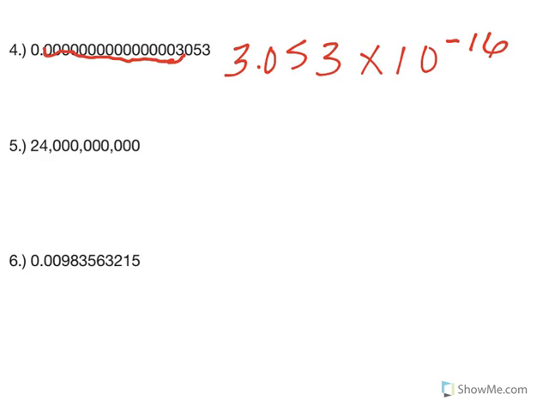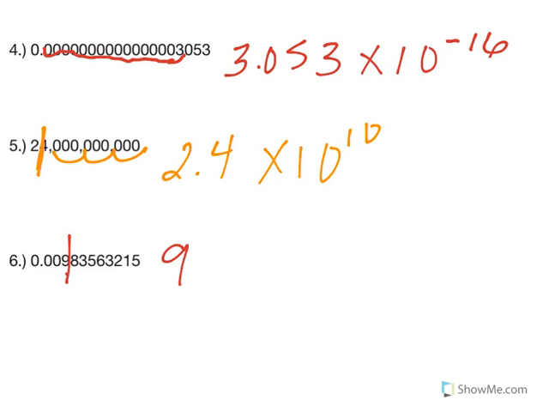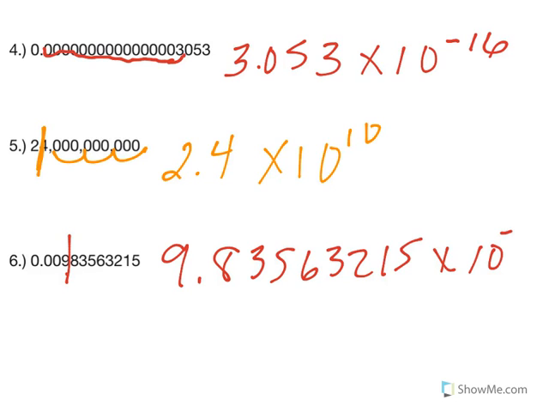Now we have a positive. Notice how this is a big number, so 2.4, because I want one number in front of it, and 3, 6, 9, 10. So times 10 to the 10th. And number 6, we need all of those non-zero numbers. So the decimal is going to come after the 9, but I'm still going to need 8, 3, 5, 6, 3, 2, 1, 5 times 10 to the negative third, because we went 1, 2, 3. And notice how it's negative because we do have a small number.